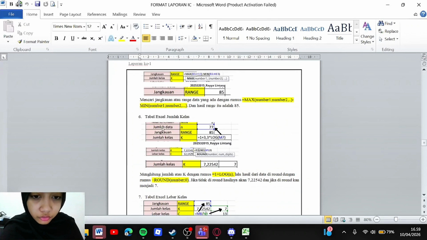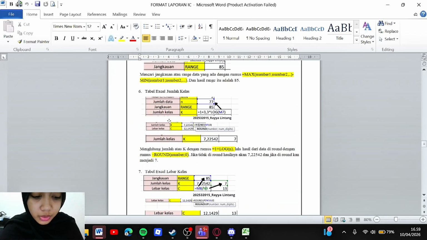Next is the number of classes. To determine the number of classes, we use the formula 1 plus 3.3 times log n. The result is 7.22542, and we round it with the formula equal ROUND(number, 0). Then the result is 7.